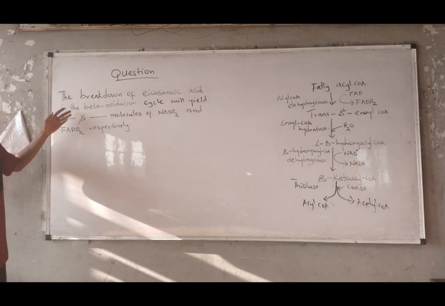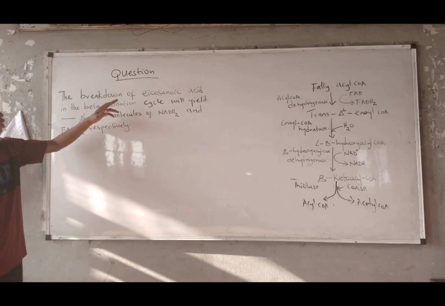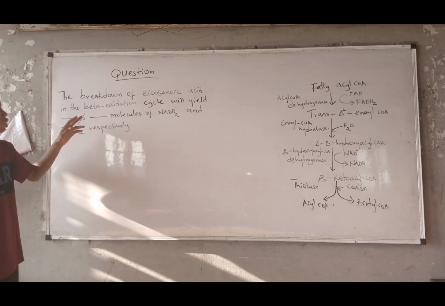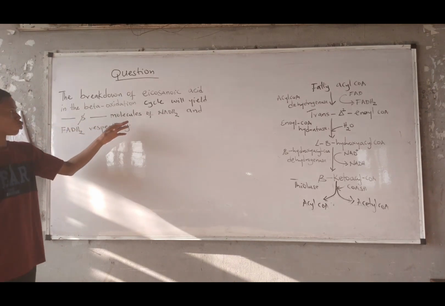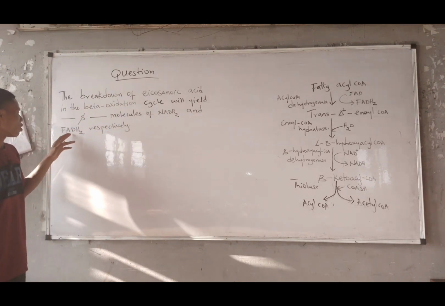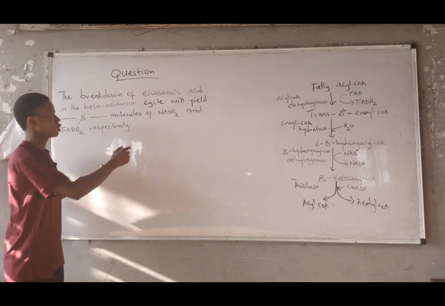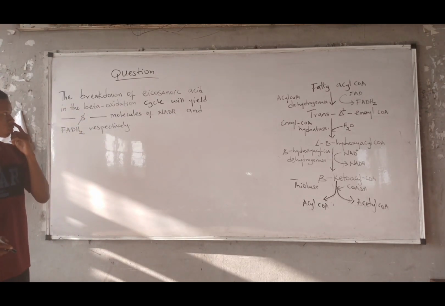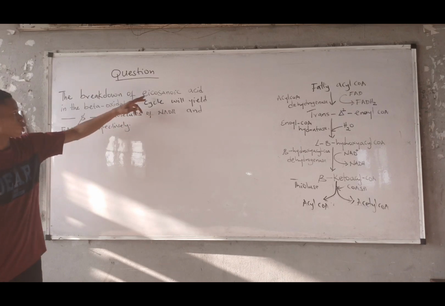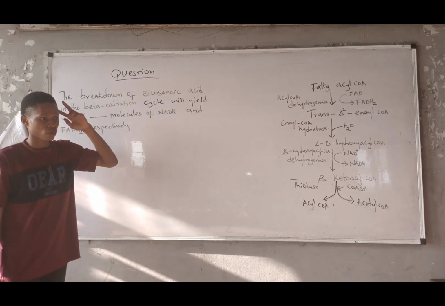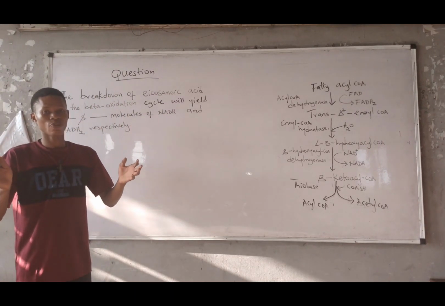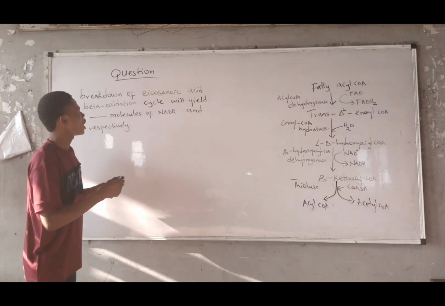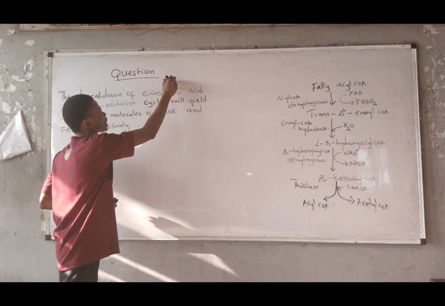The next question says the breakdown of eicosanoic acid in the beta oxidation cycle will yield dash and dash molecules of NADH and FADH2 respectively. Now the first thing is to note, what is eicosanoic acid? We know eicosanoic acid is a fatty acid actually, but how many carbon fatty acid? Now eicosanoic acid has 20 carbon.